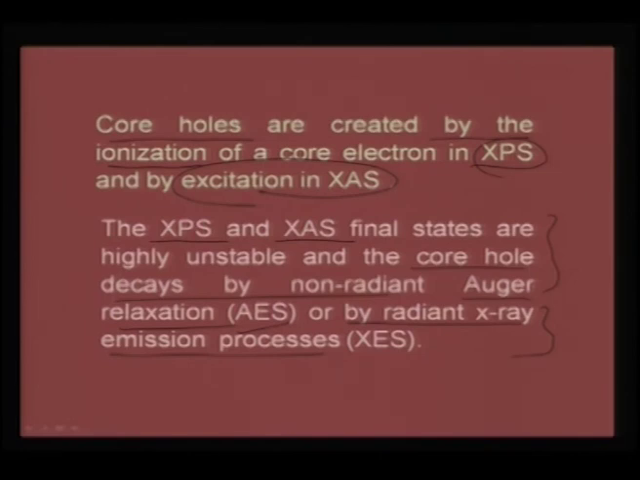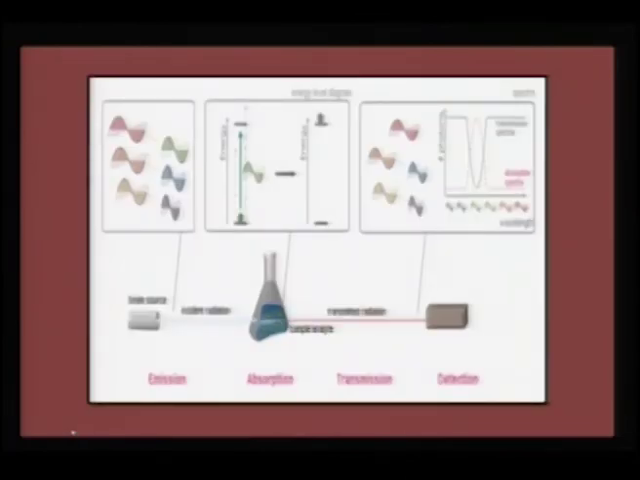So, when we talk about XAS, we also take into consideration the X-ray emission that is coming out. To make things look simpler, how do we get this absorption spectra? We can say that there is a beam of different wavelengths.